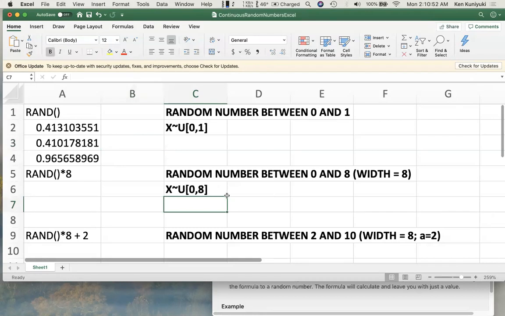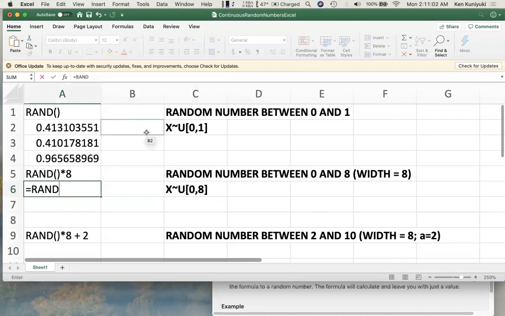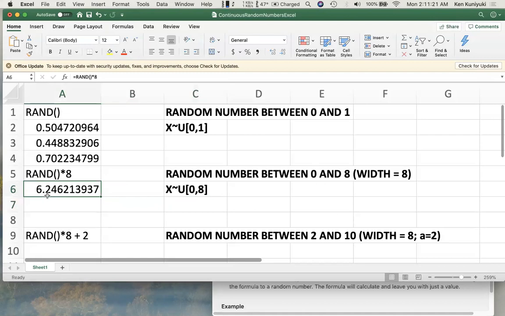Again, we have a flat top. It's a continuous uniform distribution. The width of this interval is 8. So what we would use is equals rand, parentheses. This would give us a continuous uniform 0, 1 random variable, a value for that. But then if we wanted something from a 0, 8 interval, we would take this and multiply it by 8. So here, this number would be a random value from a uniform 0, 8 distribution.